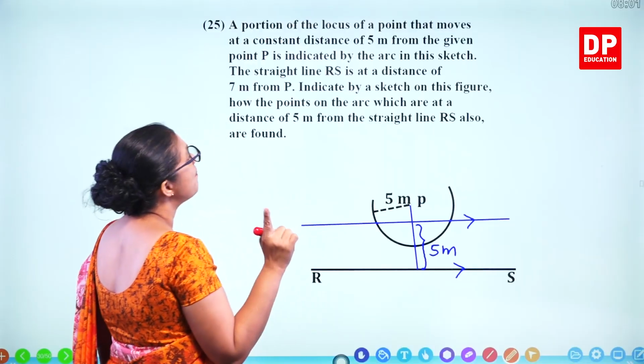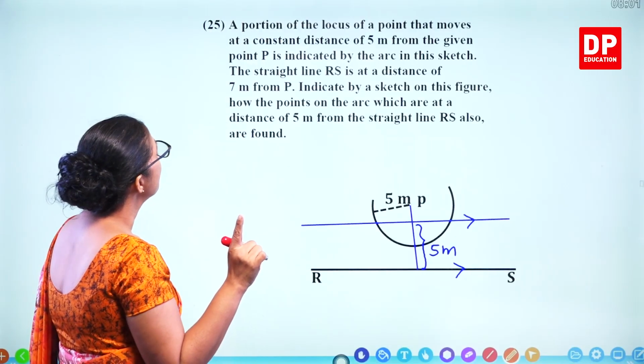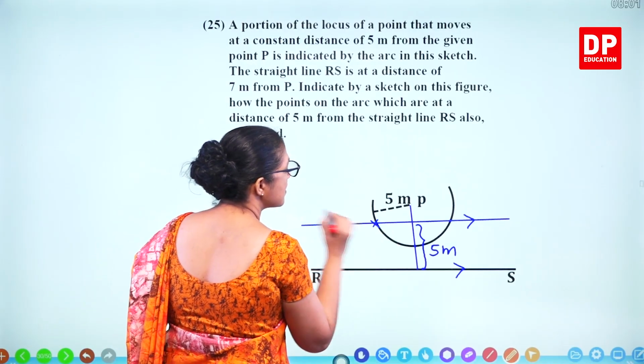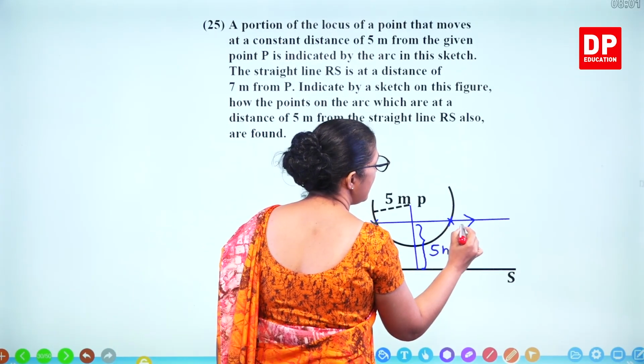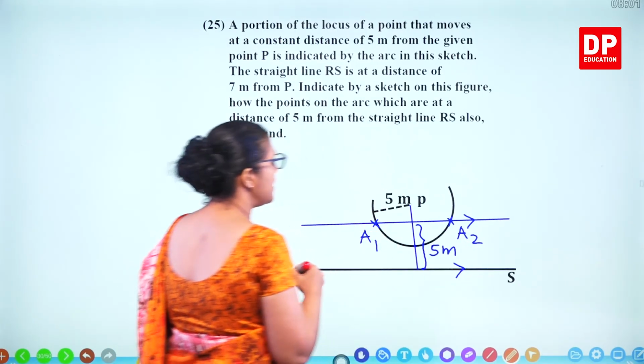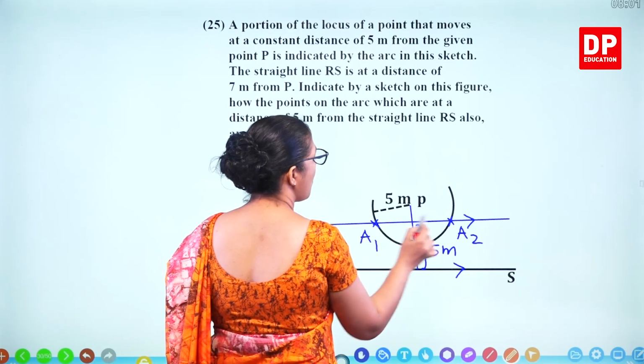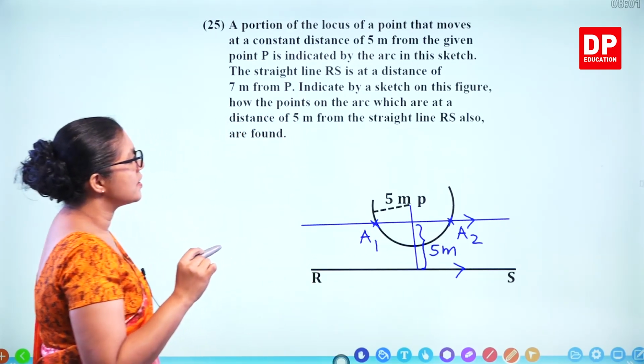And what are the possible points then? So you get 2 points. We can mark them A1 or A2, any letter you can put. So 2 possibilities are there, either this point or this point.